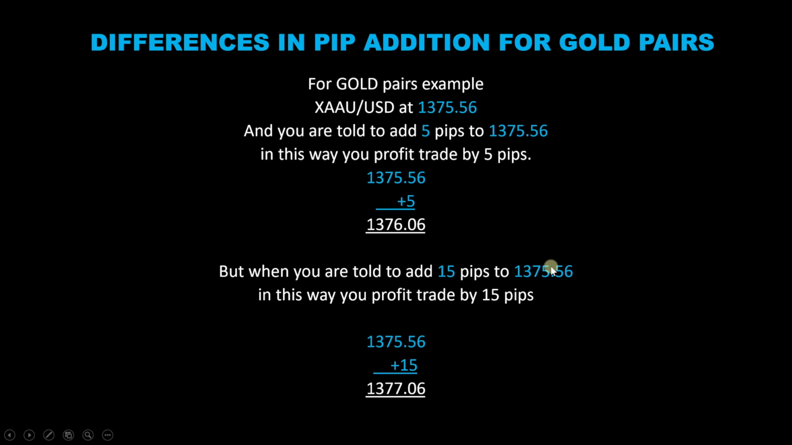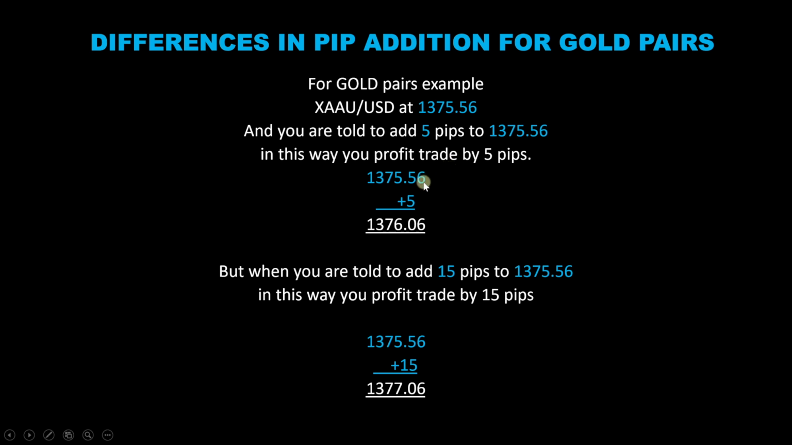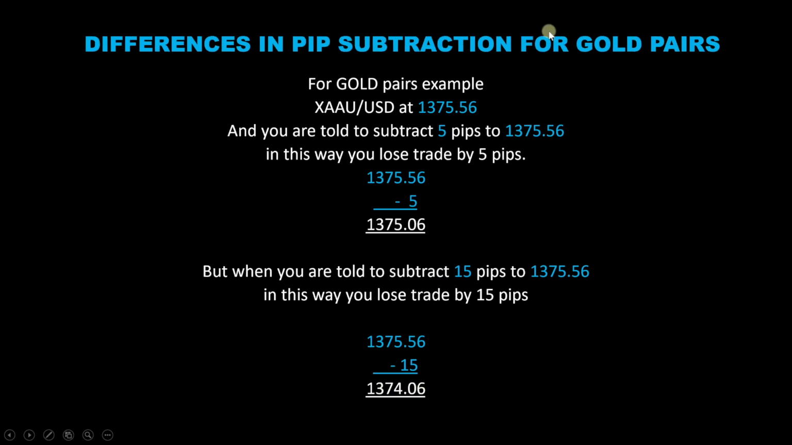So the difference in pip addition for gold pairs, and we saw that in the gold pairs we only have 2 digits at the end, like this one. This is the gold USD. We only have 2 digits at the end. So the last one now becomes a pipet and this one becomes a pip. So if you add 5 here, you'll get something like this. But when you're told to add 15 pips, then the 5 starts here is 0. This one becomes 7. So it's 1377.06.